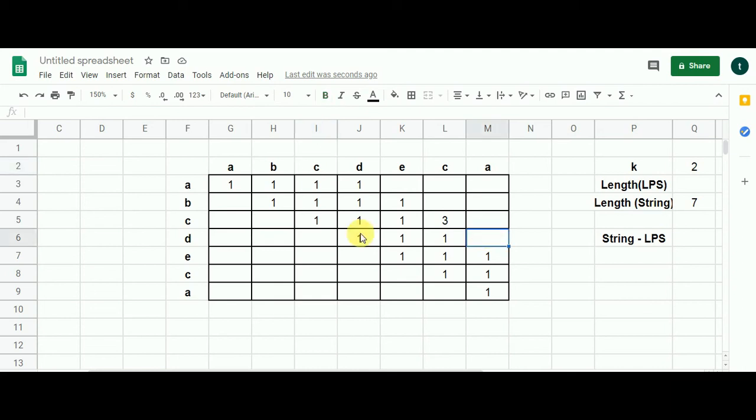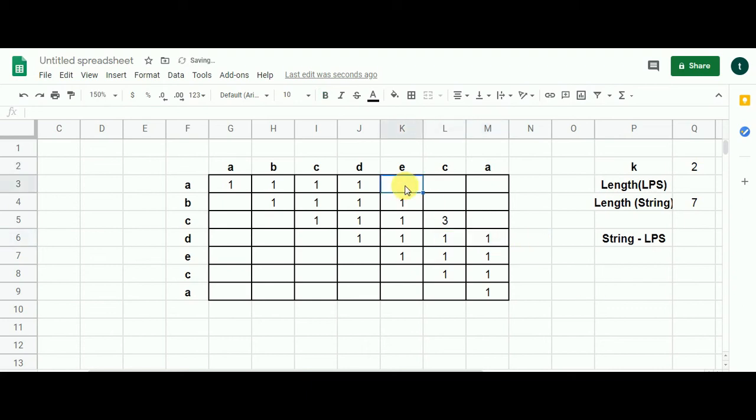Over here we have DECA. Now D and A are not matching. Like in the previous problem we had a match. So it will be the maximum of DEC and ECA. So DEC is 1 and ECA is 1. So we are going to get 1 over here.